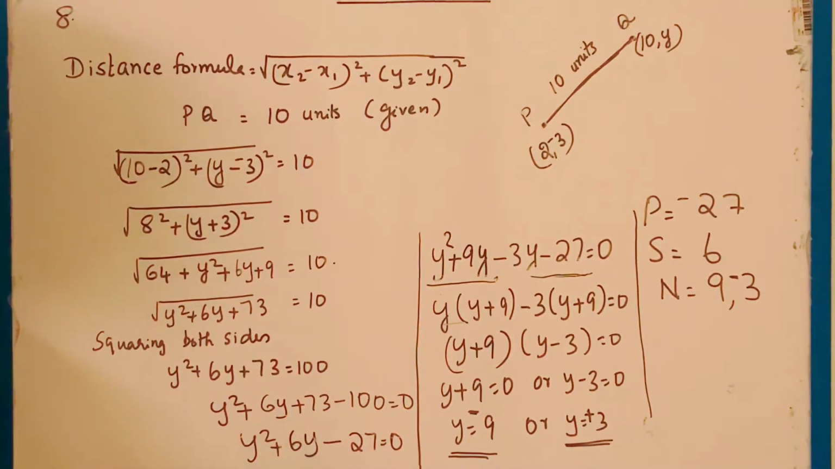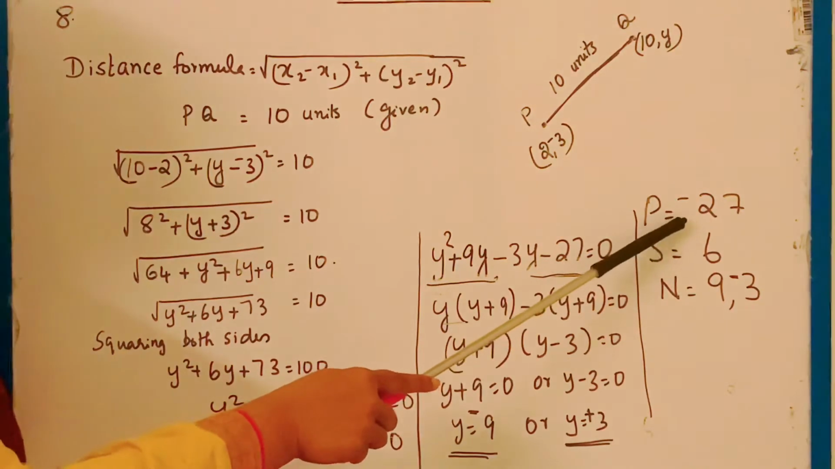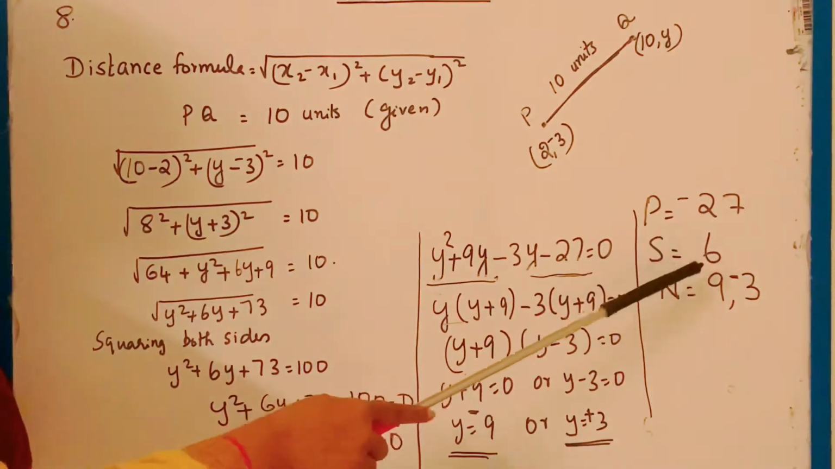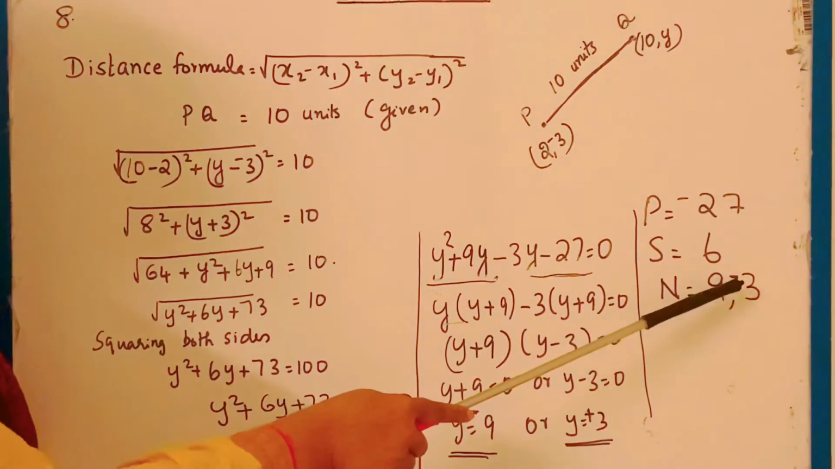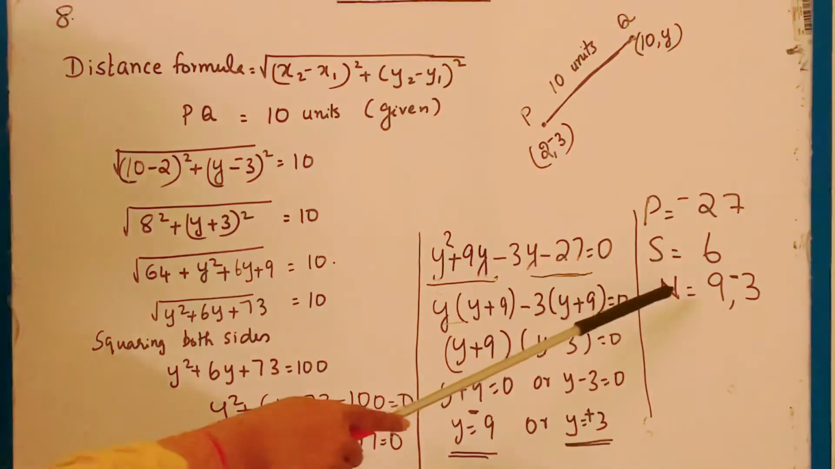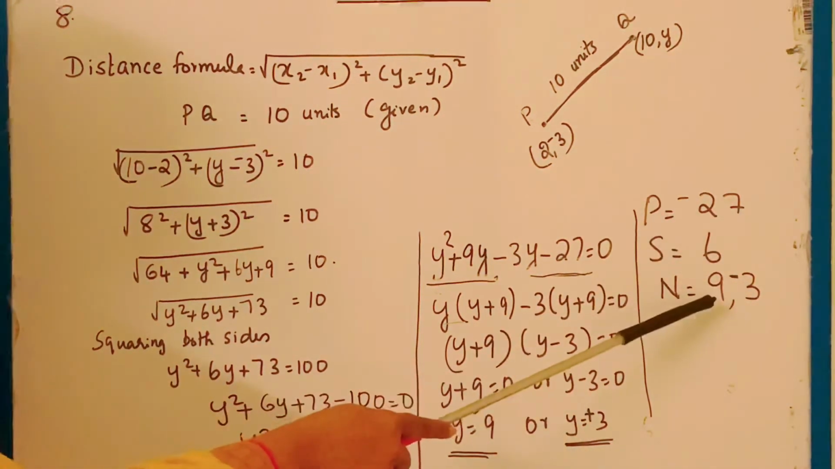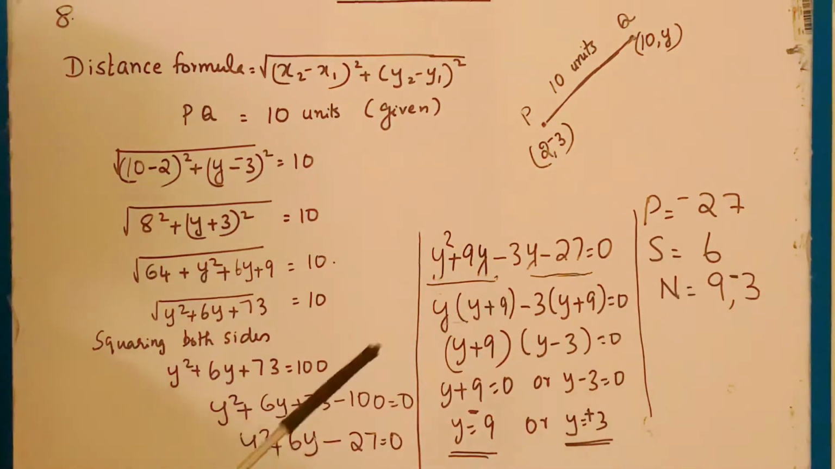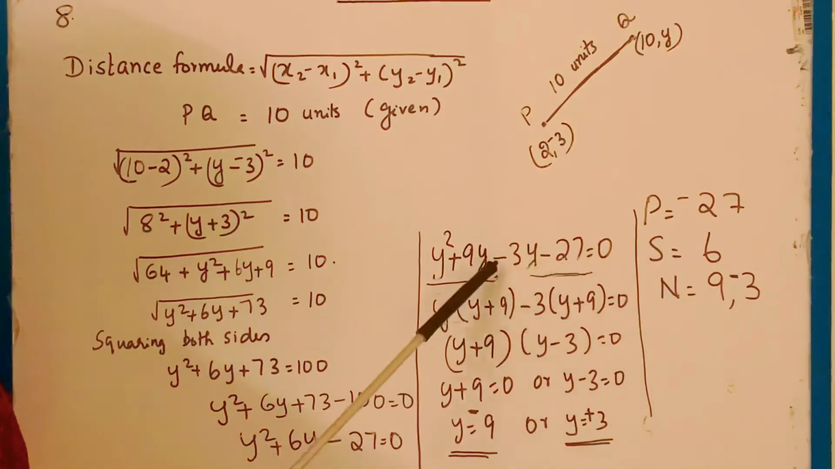So you should find out the numbers satisfying those conditions. Here product is minus 27, sum 6, so the numbers are 9 and negative 3. Okay, 9 into negative 3 is negative 27 and 9 plus negative 3 is 6. So you split this 6y into plus 9y minus 3y. Okay. Then in these two terms, y is a common factor.